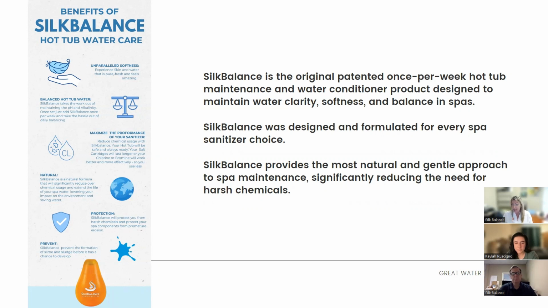Hot tubs should last between 10, 15, 20 years. That's a reasonable expectation, but it will not last that long if the water is not being maintained correctly. And SilkBalance will also prevent the formation of slime and sludge before it has a chance to develop. The reason it does this is because the pH and the alkalinity are kept in the correct ranges. Your sanitizer is performing at the optimal efficiency, so the bacteria does not have a chance to propagate and grow and create problems within your hot tub.